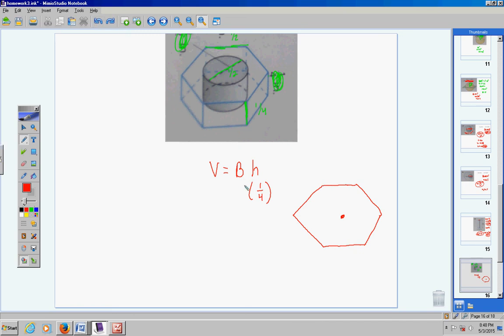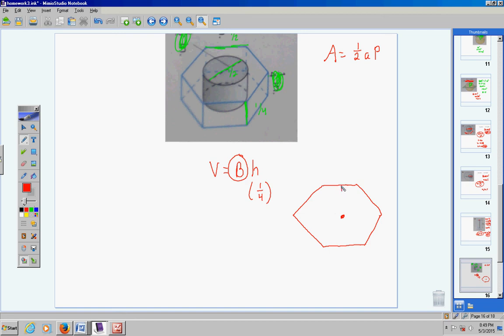So, we have to find the area of the base, right? To find the volume of this hexagonal prism, we have to find the area of the base and multiply it times the height. Well, we know the height already, okay guys? We know the height already is 1/4. The area of the base is 1/2 times the apothem times the perimeter. Okay? So here we go.